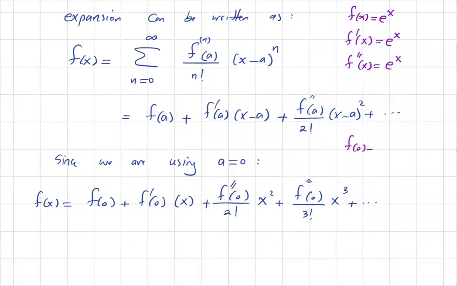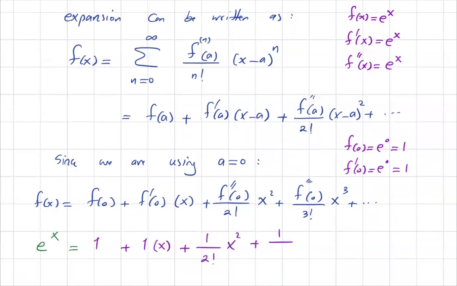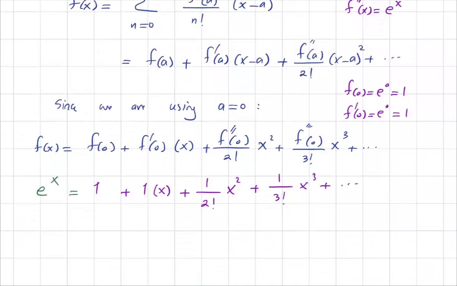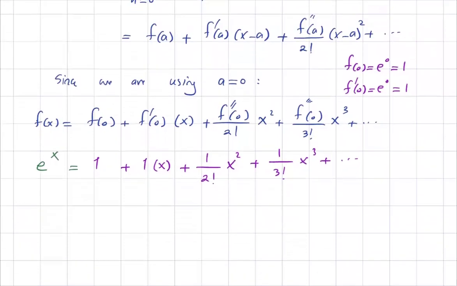f of 0 is equal to e to the power 0, which is 1. f prime of 0 is e to the power 0, equal to 1. All of them are equal to 1. So f of x, which is your e to the x, is equal to f of 0, which is 1, plus f prime of 0, which is 1, times x, plus f double prime at 0, which is 1, divided by 2 factorial x squared, plus 1 divided by 3 factorial x to the third, plus the rest of the terms.